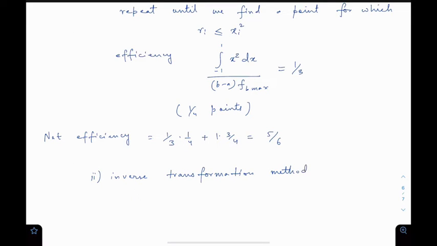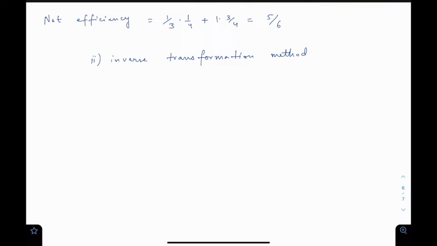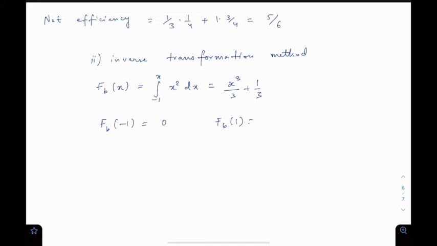So phi of x, the cumulative distribution function, is an integral from -1 to x. It basically gives x cubed by 3 plus 1 by 3. We evaluate F at -1, which equals 0, and F at 1, which is 2 by 3. So we generate ui, which is a random number from the interval 0, 1.